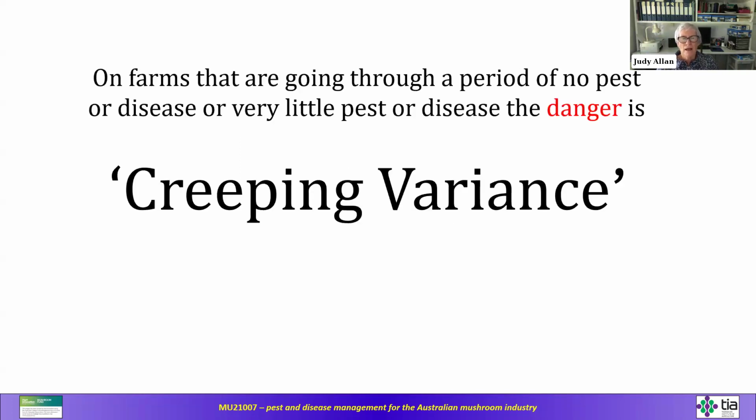So this is a real trick for the modern mushroom farm. On farms that are going through a period of no pest or disease, or very little, I always think it's a danger sign because creeping variance happens. Some of the attention to detail on some of the tasks doesn't happen, and that favours the disease or the pest, and then it lets the enemy get hold. Next slide.